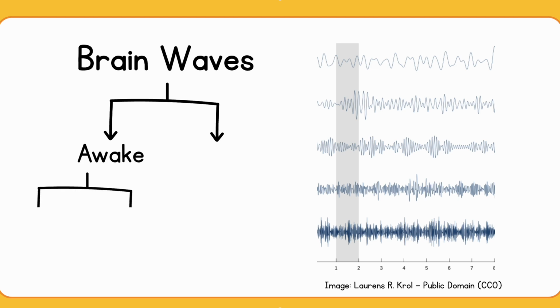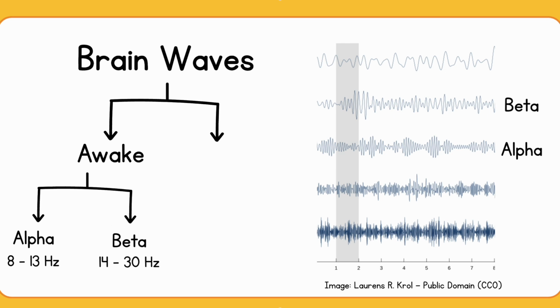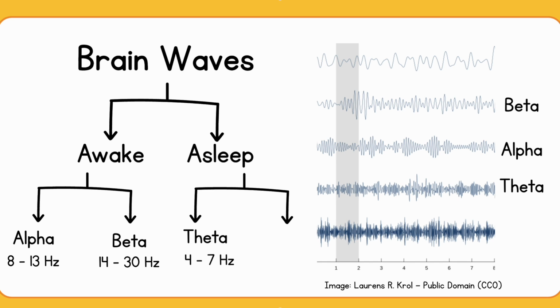If you are awake, you can either have what we call alpha brain waves, which are 8 to 13 hertz. Hertz are cycles per second, so it's just the frequency of brain activity. And then you can have beta, which is 14 to 30 hertz. If you are asleep, you can have either theta brain waves, which are 4 to 7 hertz, or delta brain waves, which are less than 3.5 hertz. And then at the top on that diagram, we have gamma brain waves.